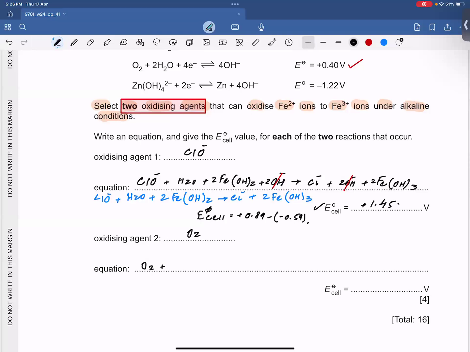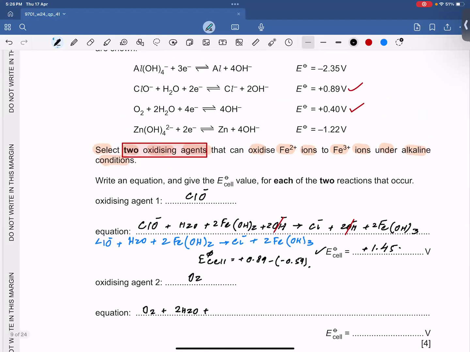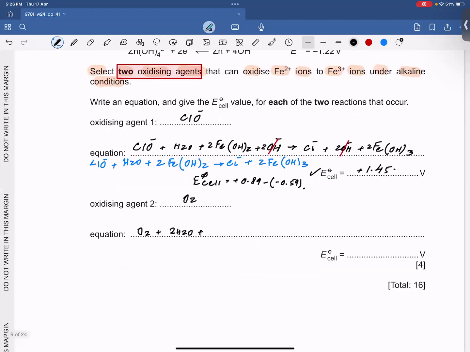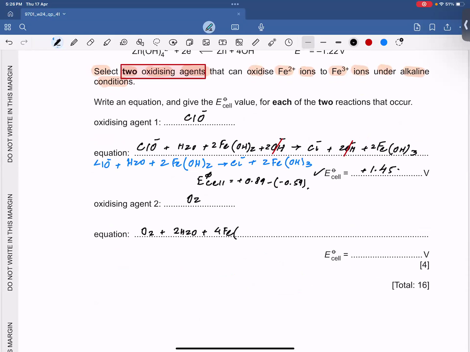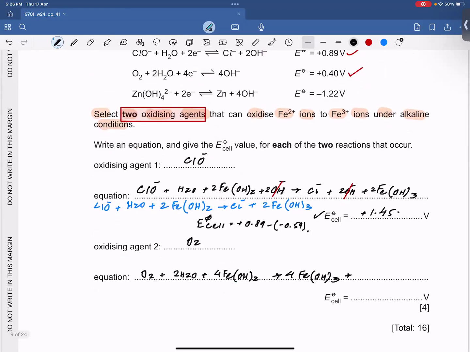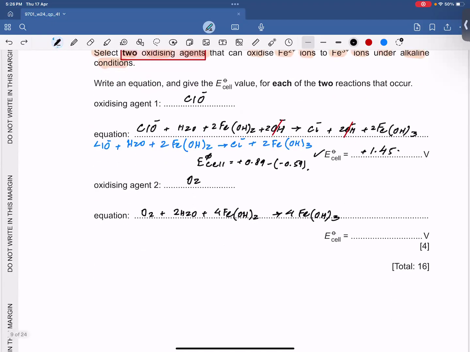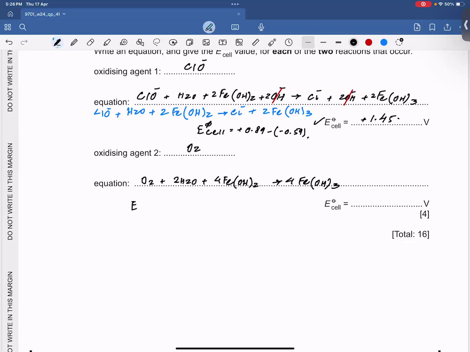O₂ plus 2H₂O. Multiplying by 4, we get 4Fe(OH)₂. Hydroxide ions will cancel out with each other. It will turn to 4Fe(OH)₃ plus, that's it. Okay, hydroxide ions cancel out. That's it. So in order to calculate E° cell, let me plug in the values in the formula.